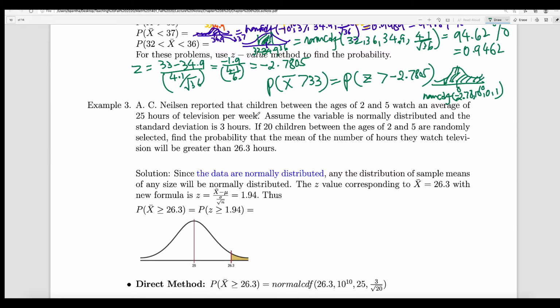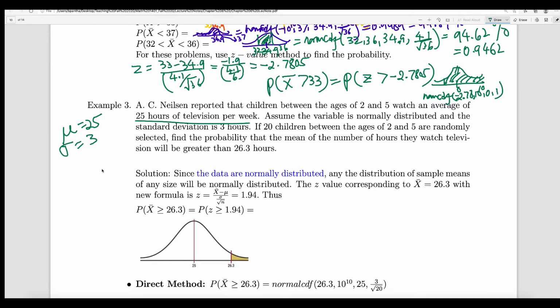AC Nielsen reported that children between age 2 and 5 watch an average of 25 hours of television per week. What is that? The mu is given. Mu is 25. Assume the variable is normally distributed. The data is normally distributed, it is given. And the standard deviation is 3 hours. Sigma is 3 hours.